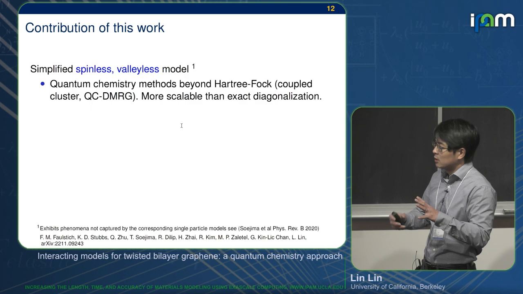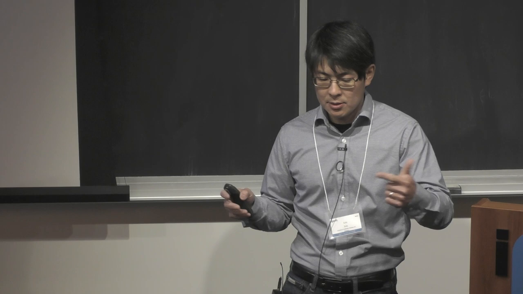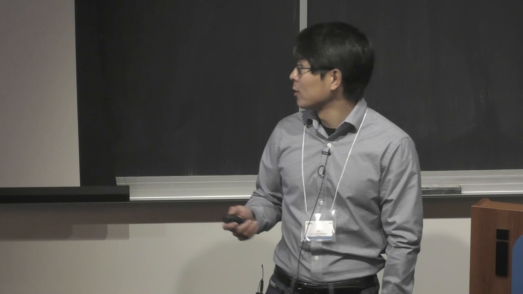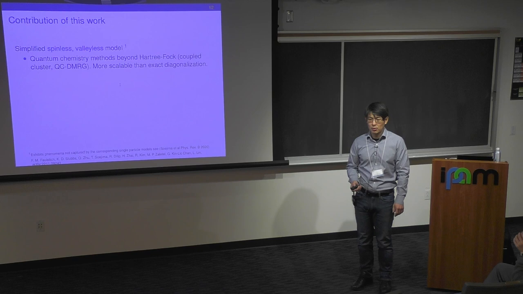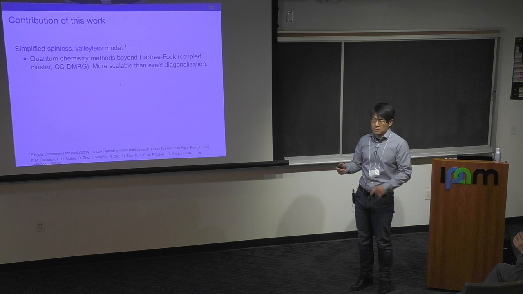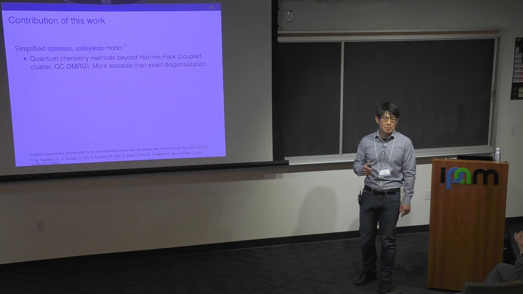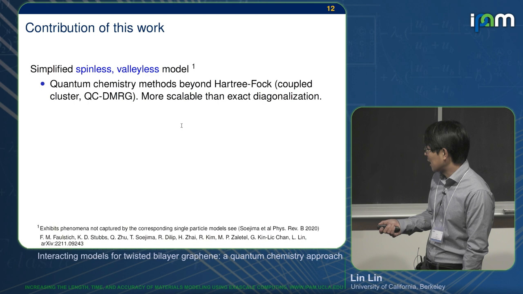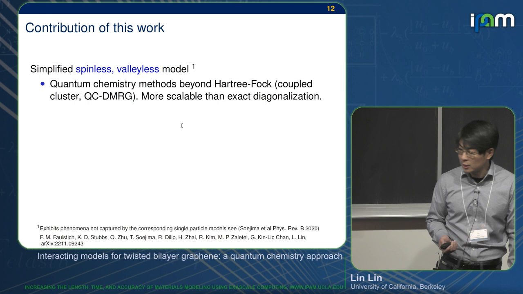So the TBG has two spins, two valleys, and two bands, because there are two flat bands per k. We focus on the simplified so-called spinless valleyless model, because later we're going to do some correlated calculations, so one starts with the minimal model. But this spinless valleyless, or more physically, spin-polarized, valley-polarized model, corresponding to filling about 1/4, already exhibits some features not captured by single particle physics. In particular, it would allow you to predict this quantum anomalous Hall phase.